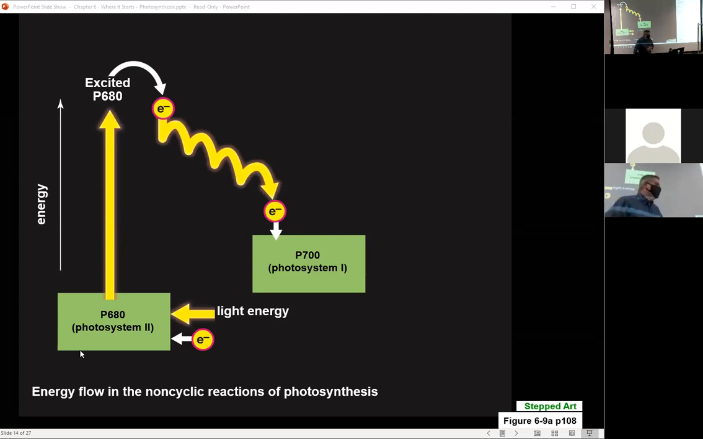Okay. There's one thing I skipped over. So we have these 2 electrons in a higher energy state. We need to replace those 2 electrons in P680. So where do we get those 2 replacement electrons from?